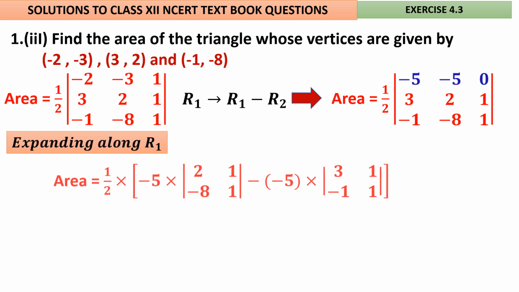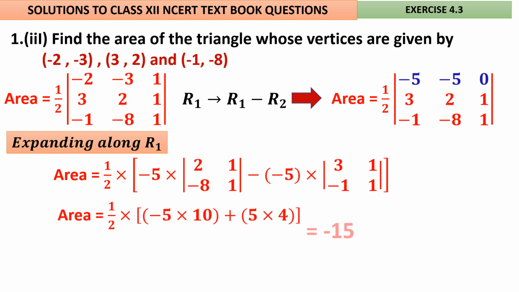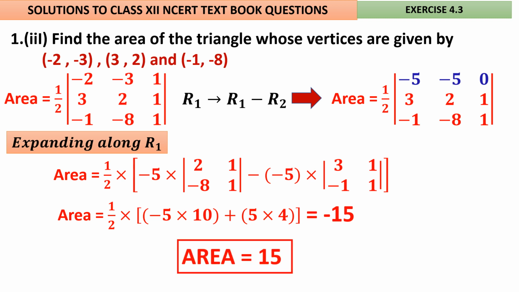Now we expand with respect to R1. Minus 5 multiplied by a 2 cross 2 determinant. Again, minus of minus 5 multiplied by a 2 cross 2 determinant. 0 multiplied by, no need to write. Therefore, the final answer is minus 15. But we cannot have the answer as minus 15. Therefore, the area is plus 15.